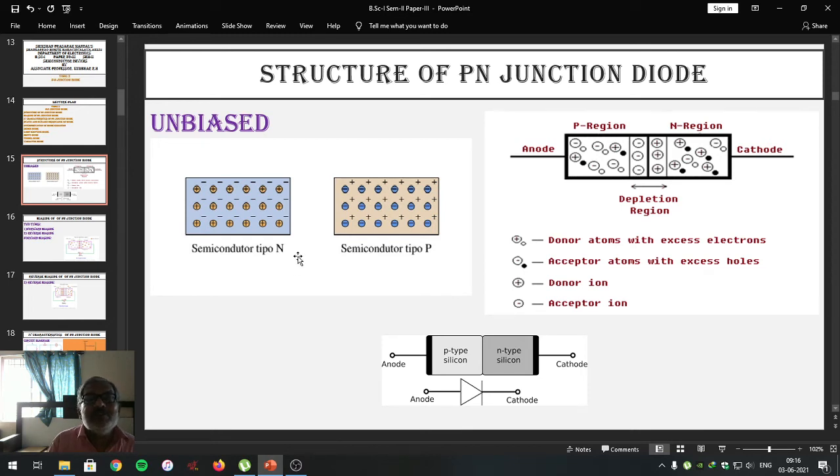Diffusion process means the electrons from the N region, N type of semiconductor, will start entering into the P type of semiconductor, and holes from the P type of semiconductor will start entering into the N type of semiconductor. The process of moving electrons from N type into P type and holes from P type into N type is known as diffusion.